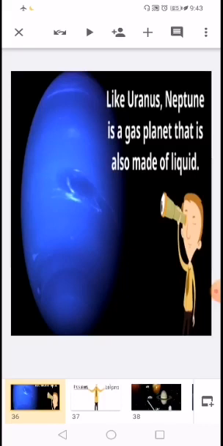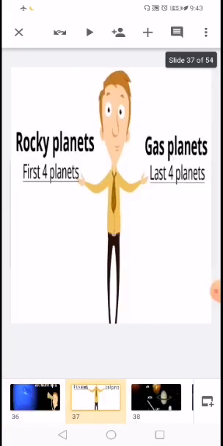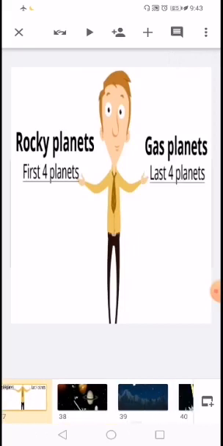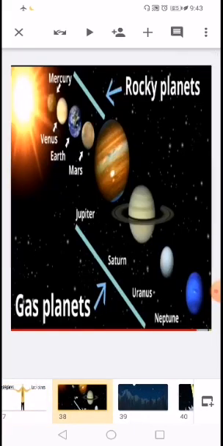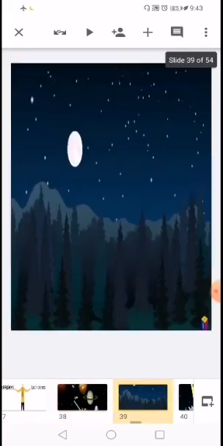So remember, the first 4 planets are rocky and the last 4 planets are gas planets. You can also see in this picture that the first 4 planets are called rocky planets, and the last 4 planets are gas planets. Have you ever wondered what the stars are?